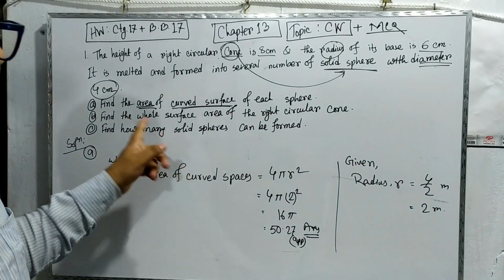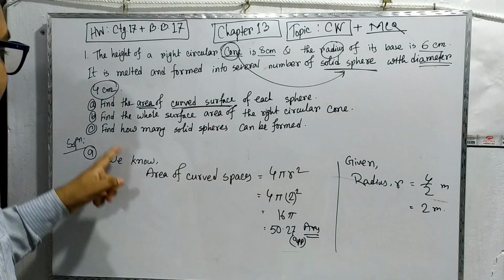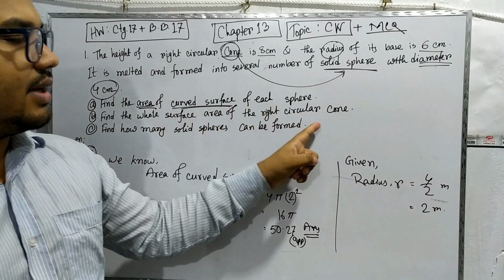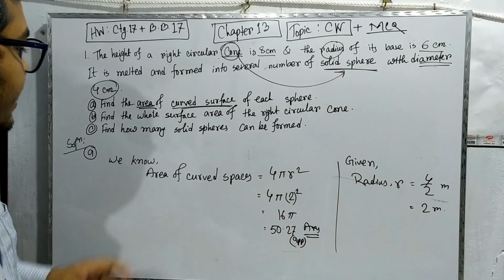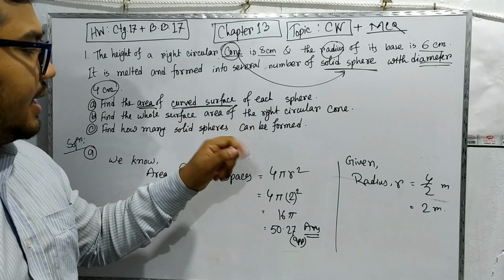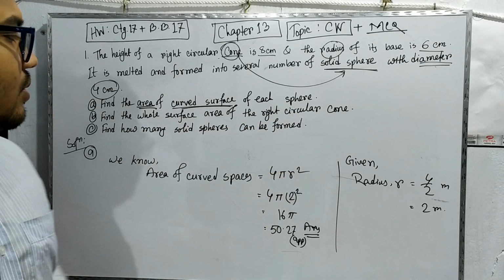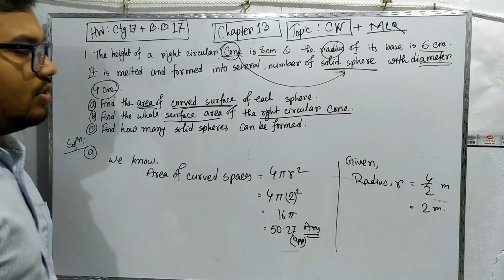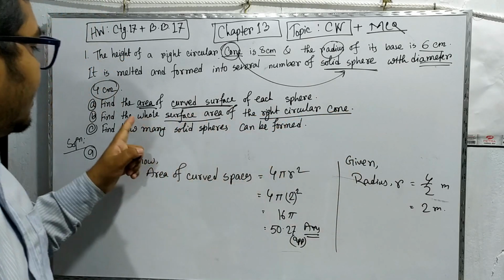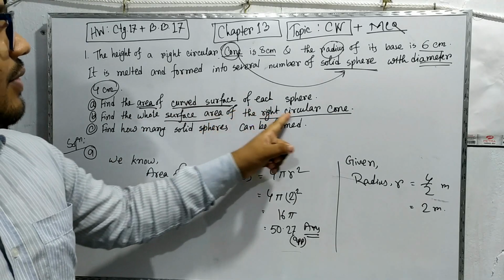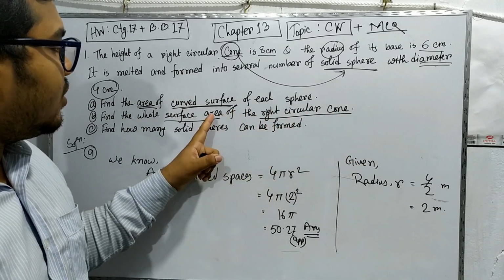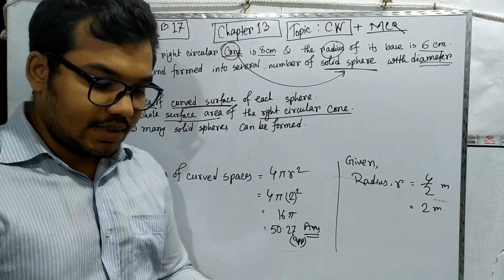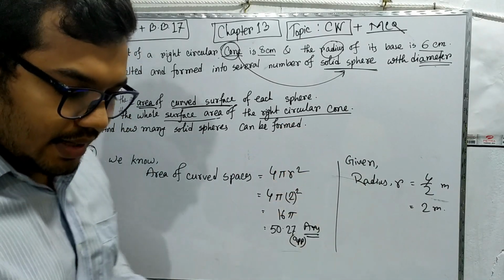Now we are going to our next question, that is find the whole surface area of the right circular cone. What we have to find? The whole surface area of the right circular cone. What is the formula to find the area of a cone? Area of cone is pi r into r plus l.